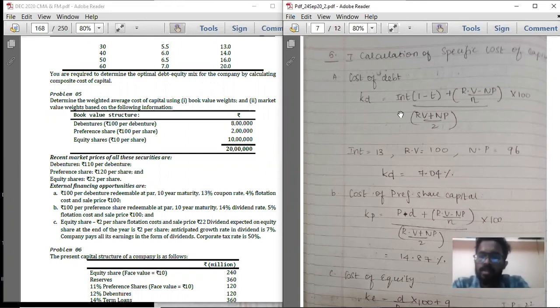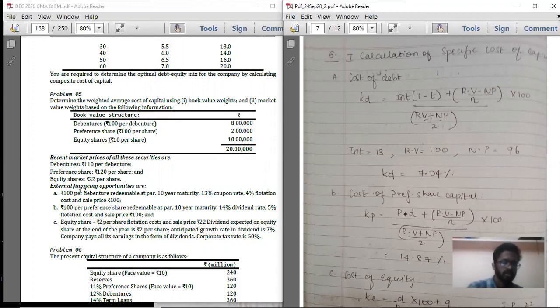Statement number 1. Calculation of specific cost of capital. Below that, capital A. First we will calculate. First they have given in A debentures. In B they have given preference shares, and C equity shares. So capital A, cost of debt. First we are calculating cost of debt.